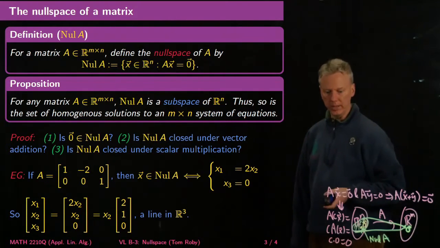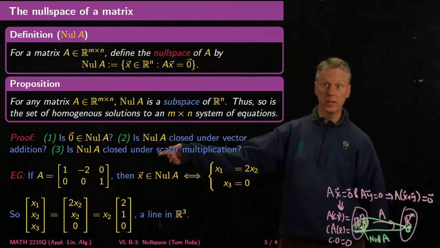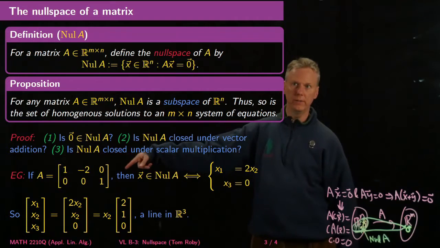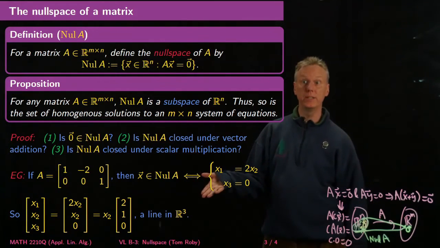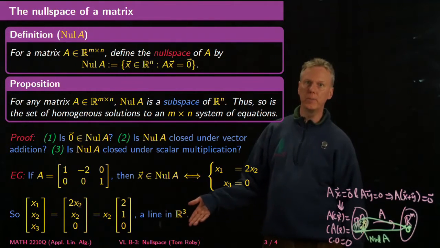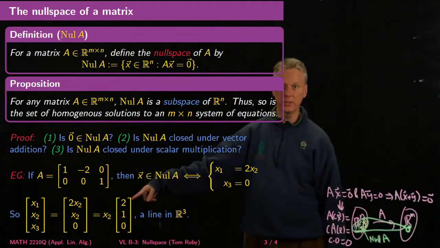And so let's look at a simple example. Suppose that A is this matrix. This is a 2 by 3 matrix. It's got entries 1, negative 2, 0, 0, 0, 1. Then what does it mean for x to be in the null space of A? Well, to be in the null space means I'm solving the homogeneous system of equations. So you can imagine I augmented it by 0, 0.